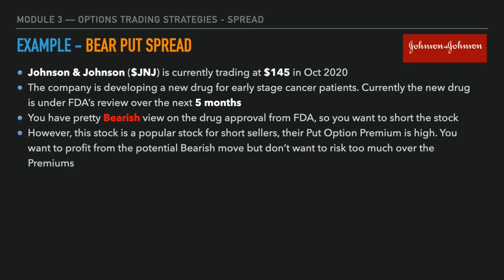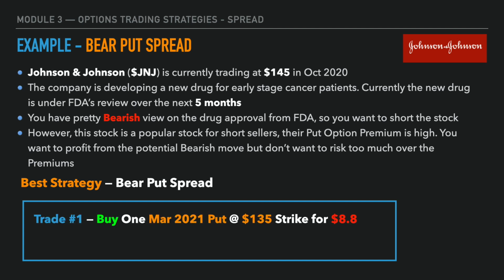However, J&J is a pretty popular stock for short sellers. The put option premium is pretty high, especially those contracts expiring within 5 to 6 months. You want to take this opportunity and profit from the potential crash on J&J stock, but you don't want to risk too much over the expensive put option premiums. So the best strategy to deal with such a situation is to use the bear put spread, and this is how it works.